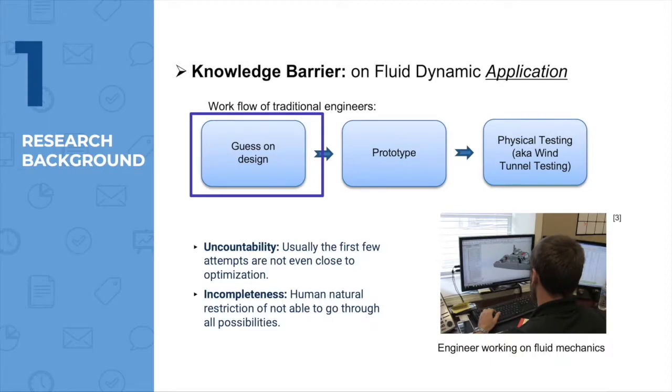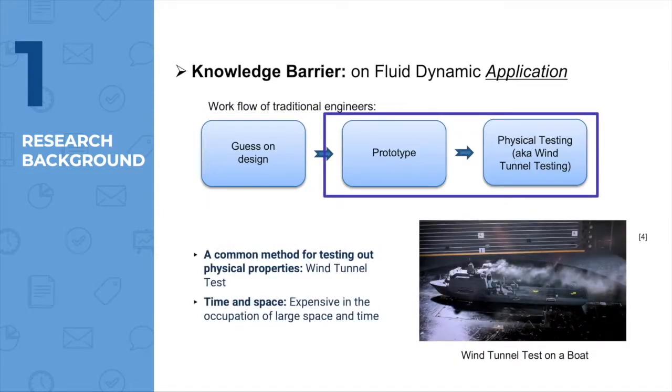Therefore, for engineers to design, experts are involved in the process to first guess the possible shapes and then prototype the results. Such a process needs a lot of human domain knowledge and sets a natural barrier. The result produced by such estimation later moves on to be physically prototyped and tested, usually in a wind tunnel test. Such tests for physical properties are a waste of time, space, and resources.